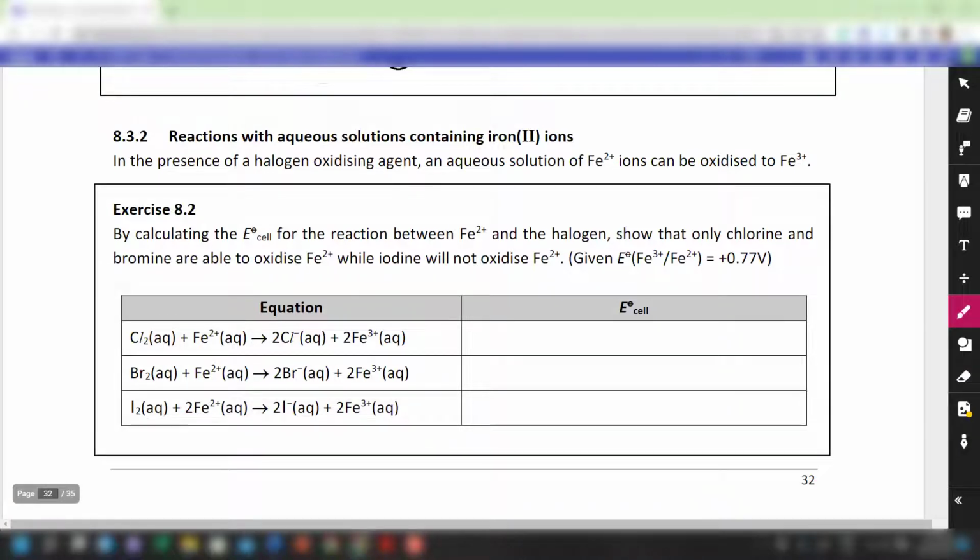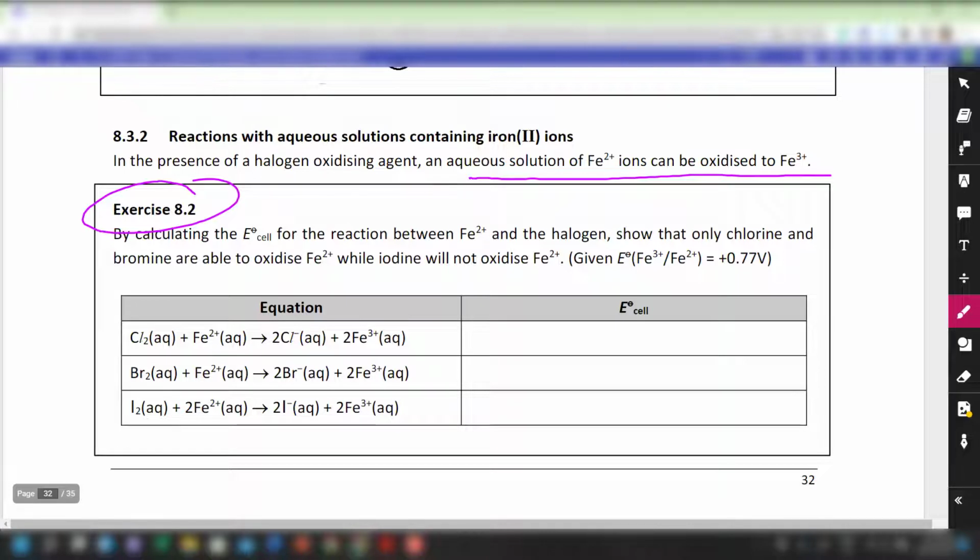Okay, we have the reactions with aqueous solution containing iron 2. In the presence of a halogen oxidizing agent, an aqueous solution of iron 2 can be oxidized to iron 3. So with exercise 8.2, by calculating the E cell for the reaction between iron 2 and the halogens, show that only chlorine and bromine are able to oxidize iron 2, whereas iodine will not be able to oxidize iron 2.